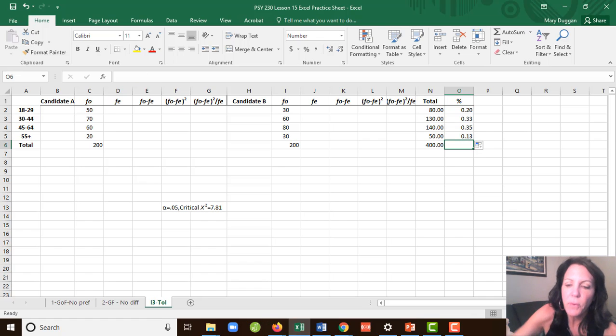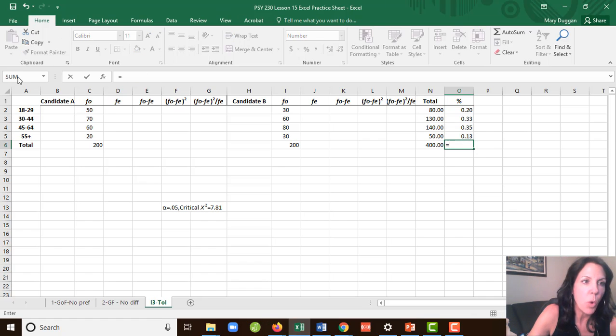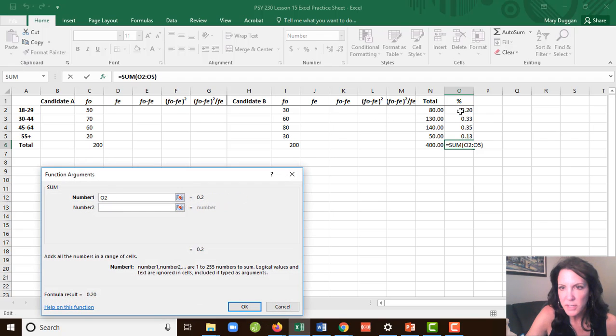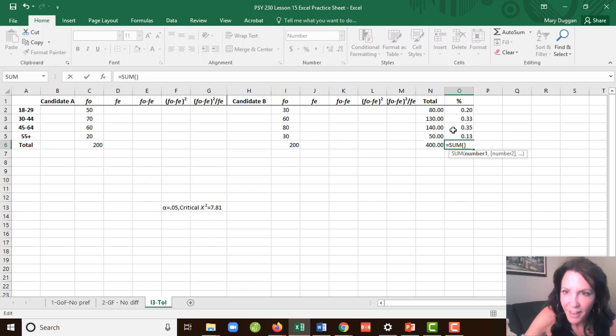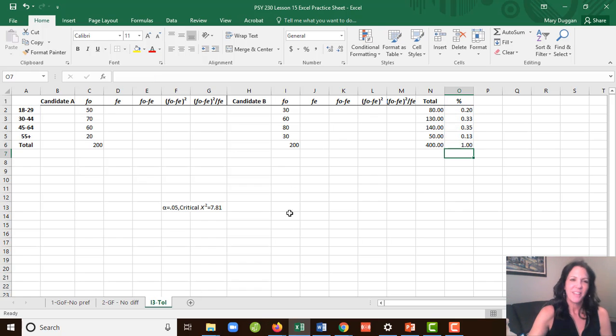All right, so I want to add these up to make sure they add up to 1, because these are proportions that should add up to 1. I didn't do something. What did I do wrong? I only summed up the last one. That's not good. That won't do it. Now it should be at 1. Good.